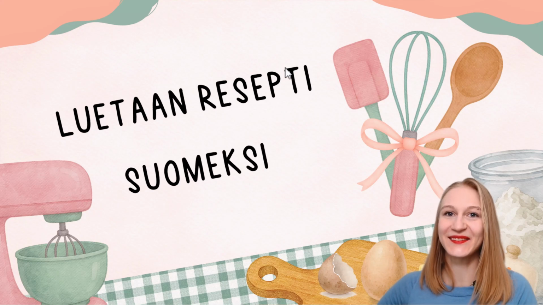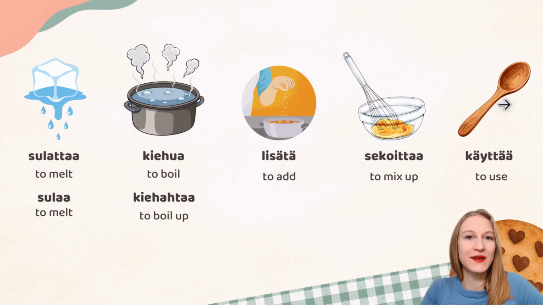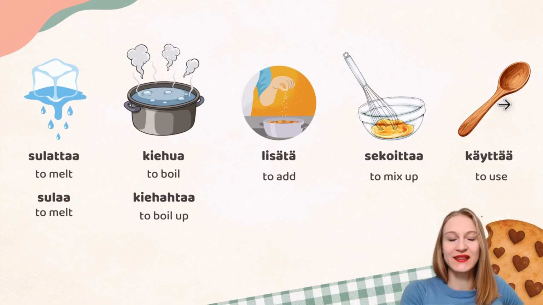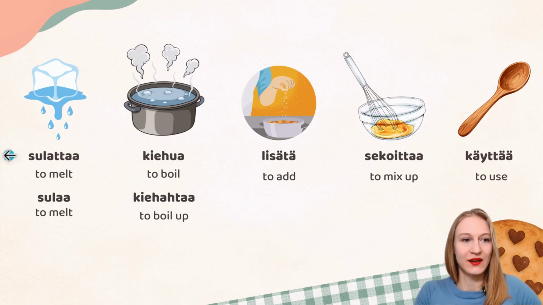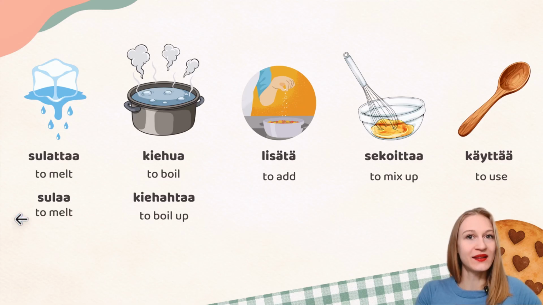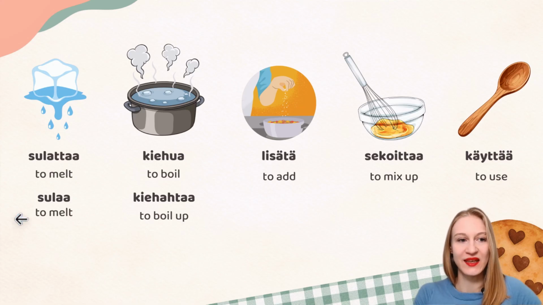Let's get started. Before we get into the recipe itself, we are going to see some common verbs that you'll need to understand the recipe. You have them here in their basic form, in the infinitive form. Sulattaa. Sulaa. You might ask, what's the difference between these two?